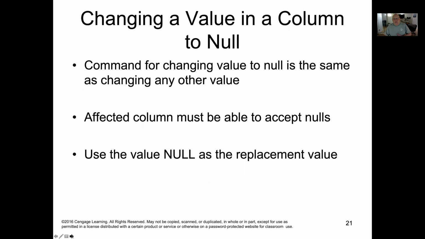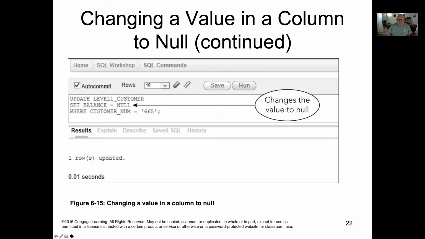The command for changing a value to null is the same as changing any other value. The affected column must be able to accept nulls, and you use the value null as the replacement value. This is how you change a value in a column to null.